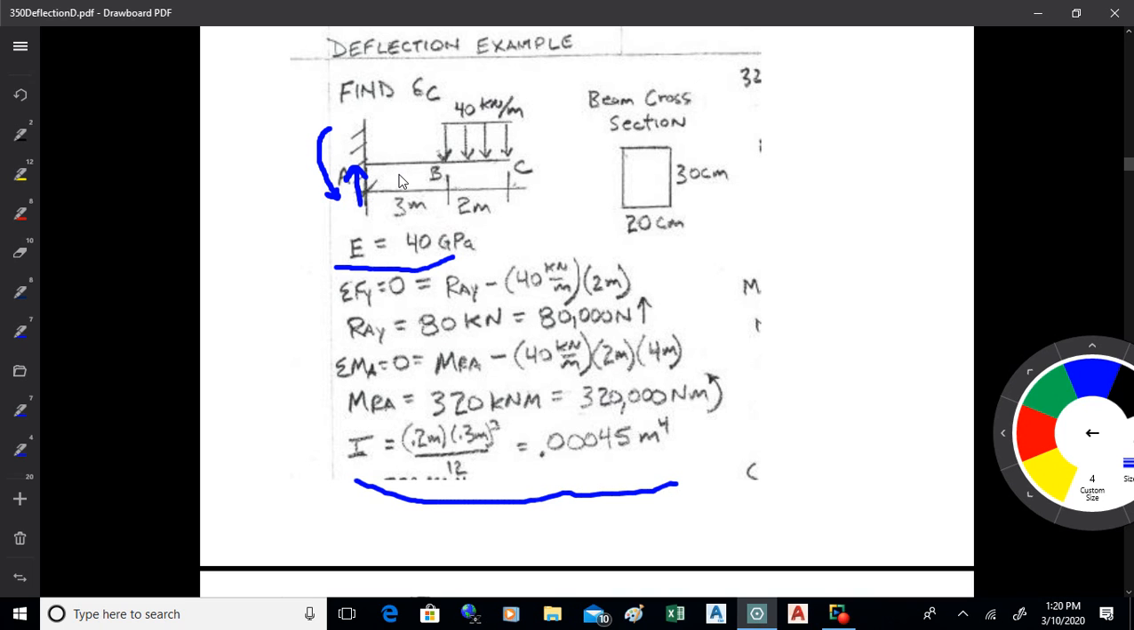And then the moment arm on that would be 3 plus, we have to get to the centroid of the distributed load, which is half of 2, so that's 3 plus 1 makes 4. That's a clockwise moment, so it's minus. So for the reactive moment, it's 320 kilonewton meters, which is 320,000 newton meters. And those are counterclockwise there.